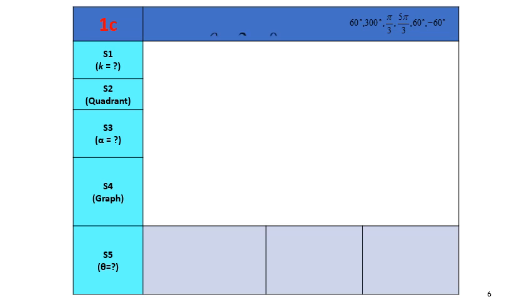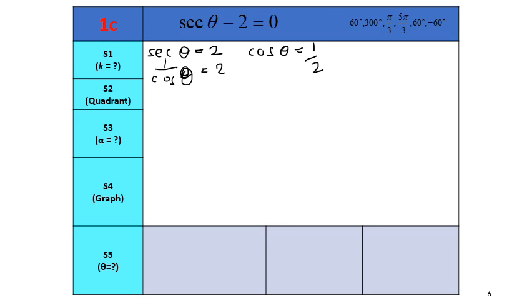Okay, next for question C, secant theta minus 2 equals 0. We bring negative 2 to the right side, so secant theta equals 2. And then we know secant is actually 1 over cos, so 1 over cos theta equals 2. We rearrange, therefore cos theta equals 1 over 2.